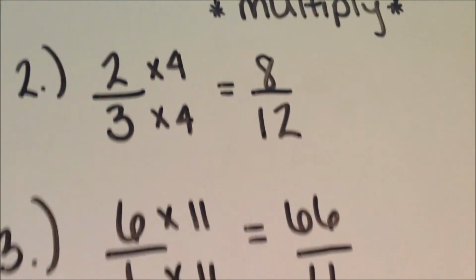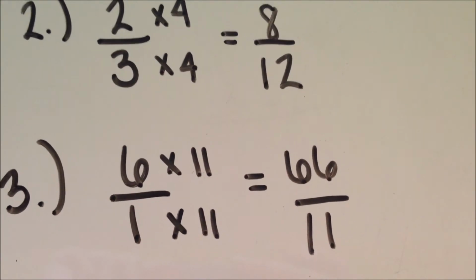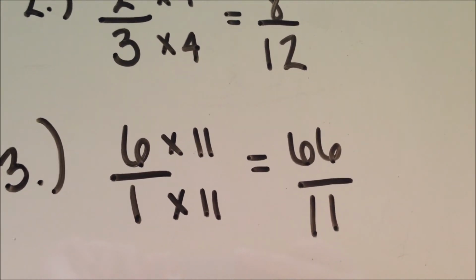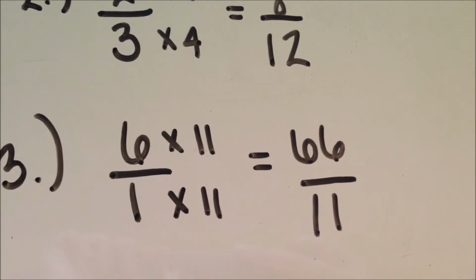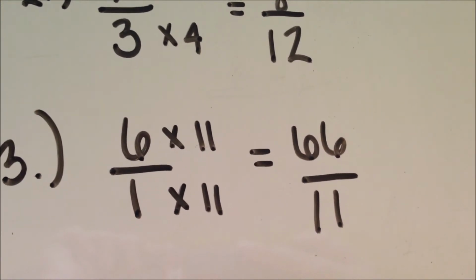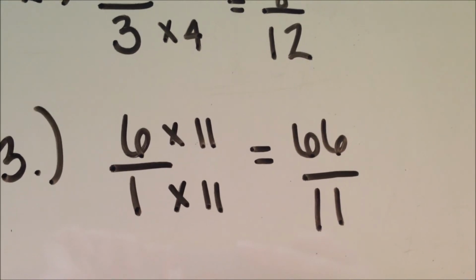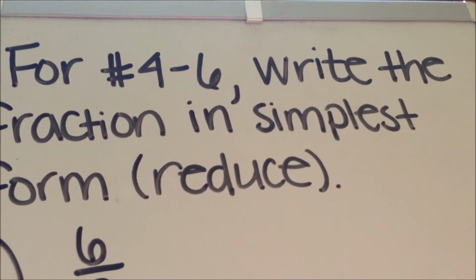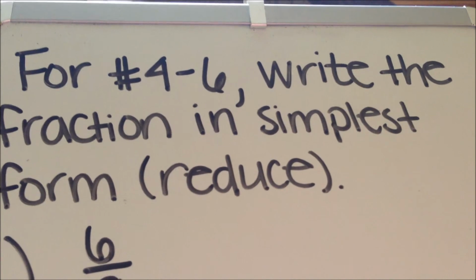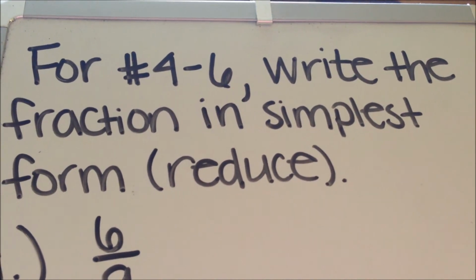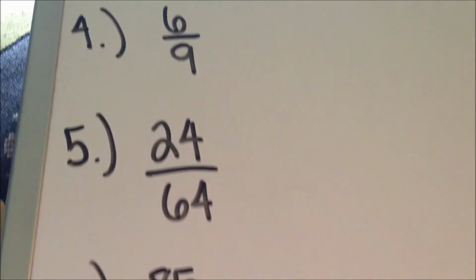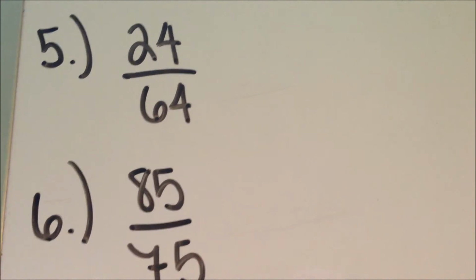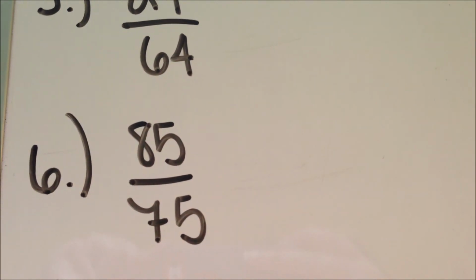So 8 over 12. And then finally, number 3, 6, which is a whole number, can be written as a fraction by placing it over 1. So 6 over 1. And we have to take 1 times 11 to get 11. So we have to do 6 times 11 to get 66 over 11. Continuing with the 2.3 review, for numbers 4 through 6, write the fraction in simplest form, i.e. reduce each fraction. Number 4 is 6/9. Number 5 is 24 over 64. And number 6 is 85 over 75.